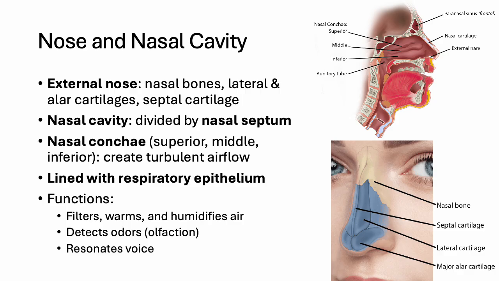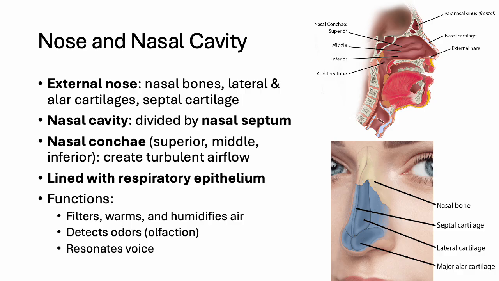Entering the nose opens into the nasal cavity, which is separated into the right and left halves by the nasal septum. The septum consists of cartilage anteriorly and ethmoid and vomer bones posteriorly. Along each lateral wall of the nasal cavity are three bony projections called nasal conchae, the superior, middle, and inferior. These conchae increase surface area and create turbulent airflow, which helps trap particles in the mucus and slow the air down to allow more effective warming and humidifying.